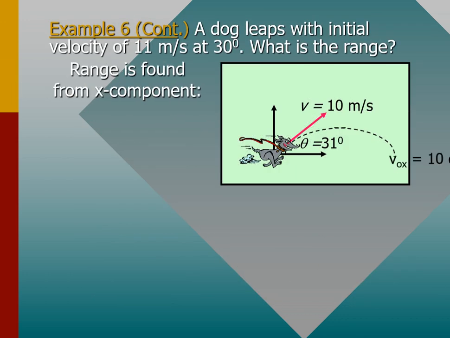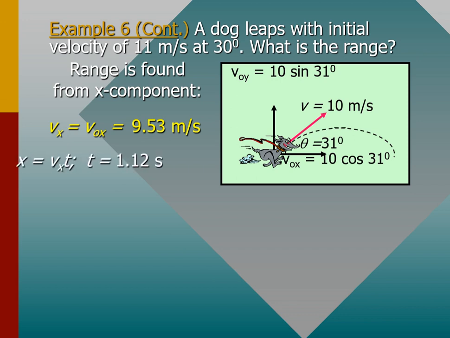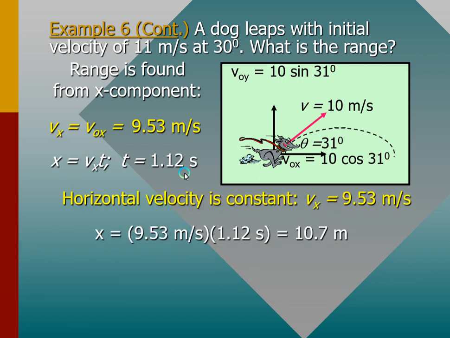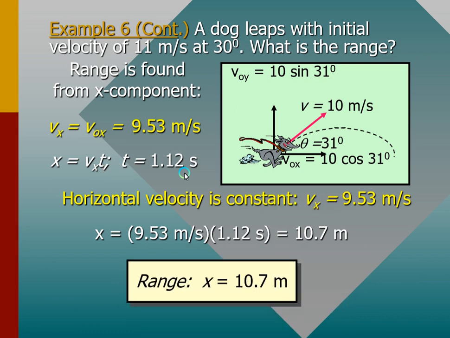The range is found from the x component. So we multiply the x component of the velocity by the time. That will be x is equal to the x component times time. So, we have 9.53 times 1.12 is equal to 10.7 meters. That's quite far for our dog! 10.7 meters is how far it leaped. Okay, so this is it.